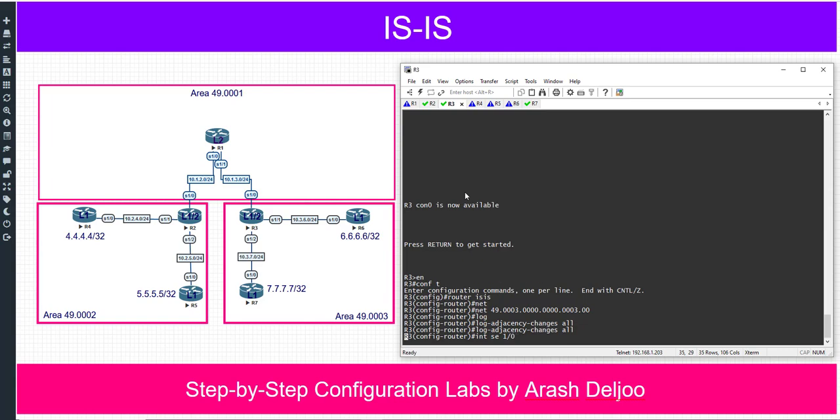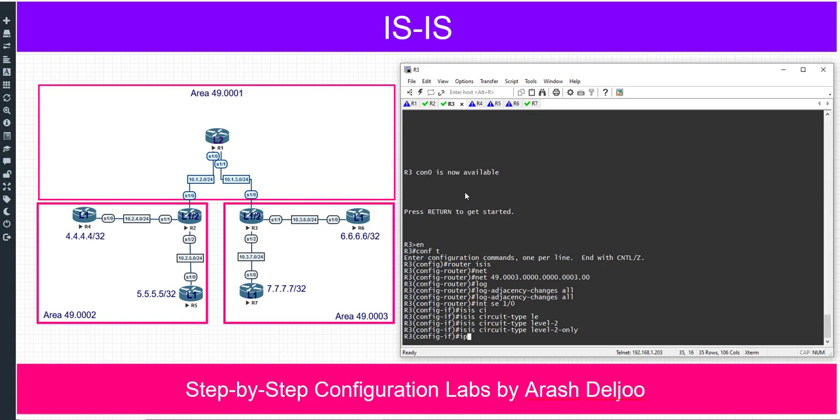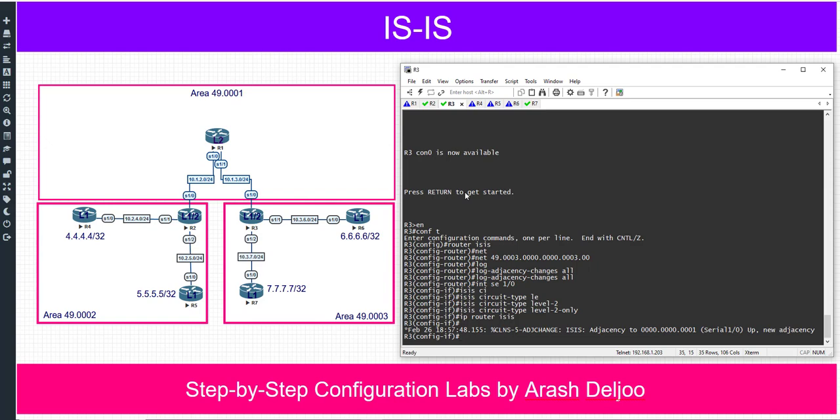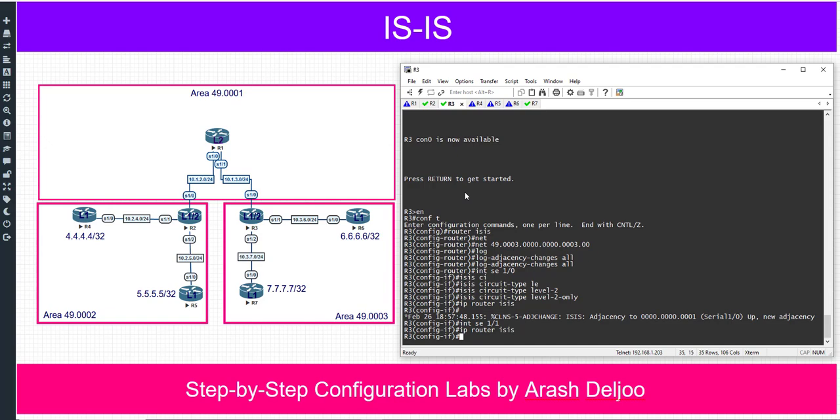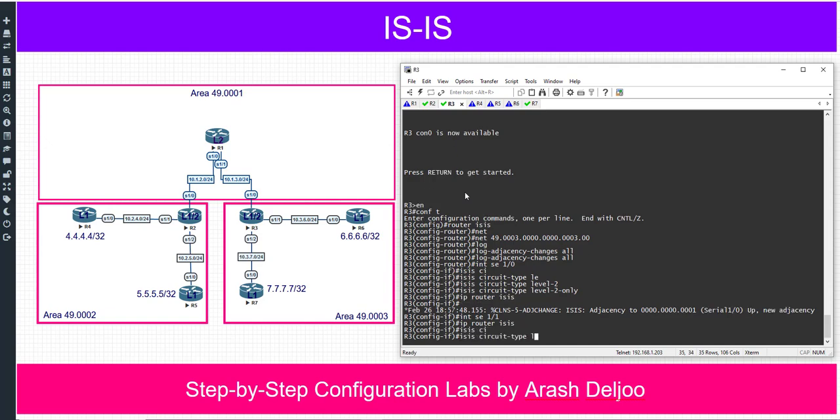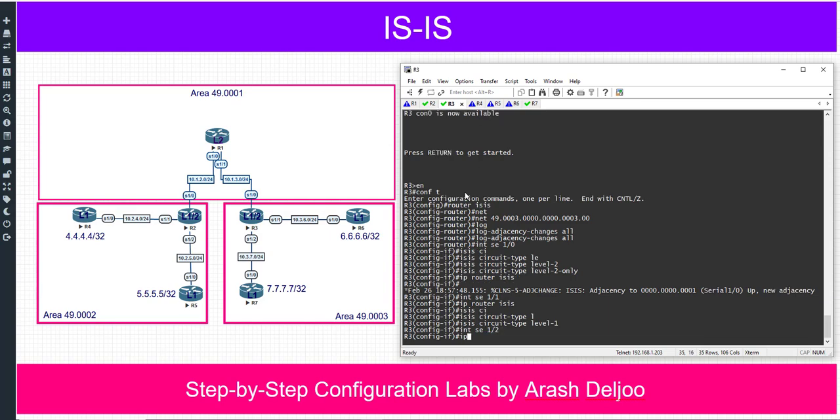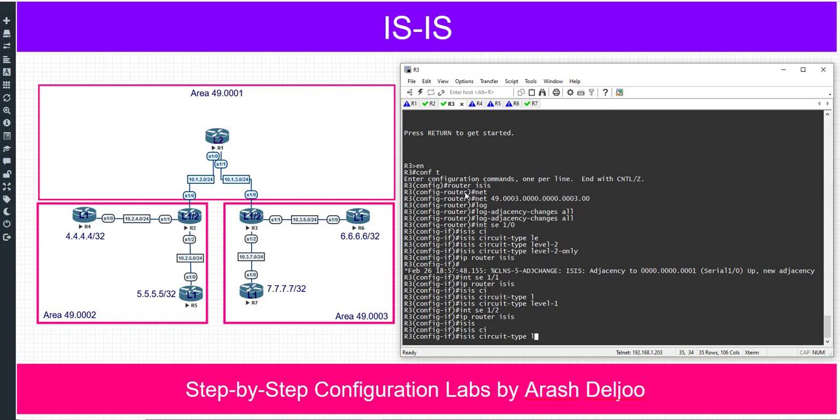Then interface serial 1/0. ISIS circuit type is level 2 only, and then IP router ISIS. Now we will have neighborship between router 3 and router 1. Then interface serial 1/1, IP router ISIS, circuit type is level 1. Only on the level 1-2 routers should we configure ISIS circuit type on the interfaces. Then interface serial 1/2, again IP router ISIS, and circuit type is level 1.